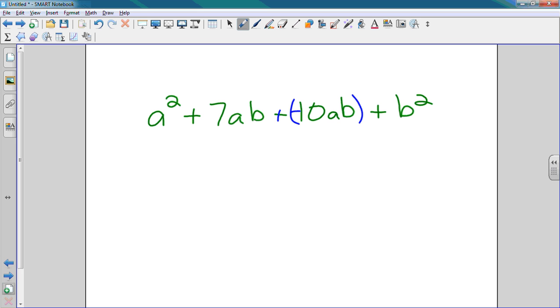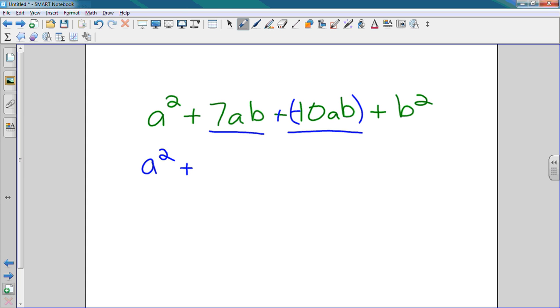So now, a squared. Can I combine a squared with b squared? Is it the same? No, this is 2 a's and this is 2 b's. You can't add a's and b's together and get a's. You can't add them together and get something else. So guess what? A squared stays. There's no other a squared. What about ab's? Do I have other ab's? Yeah. I have 7 ab's plus negative 10 ab's.